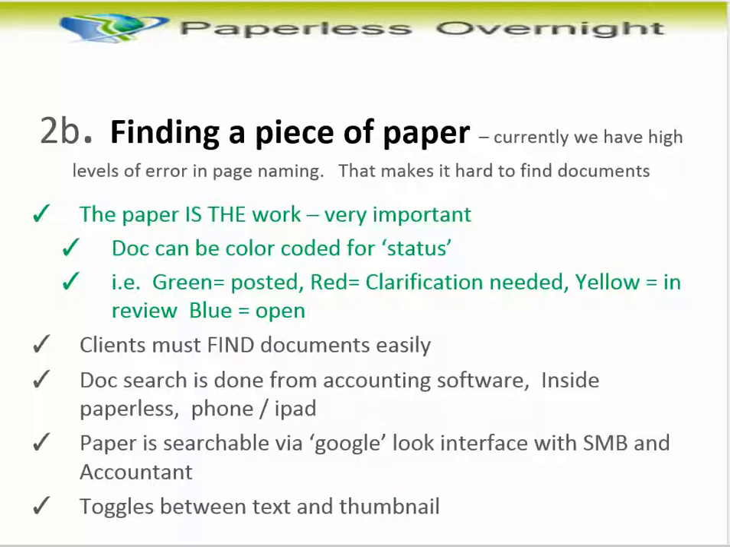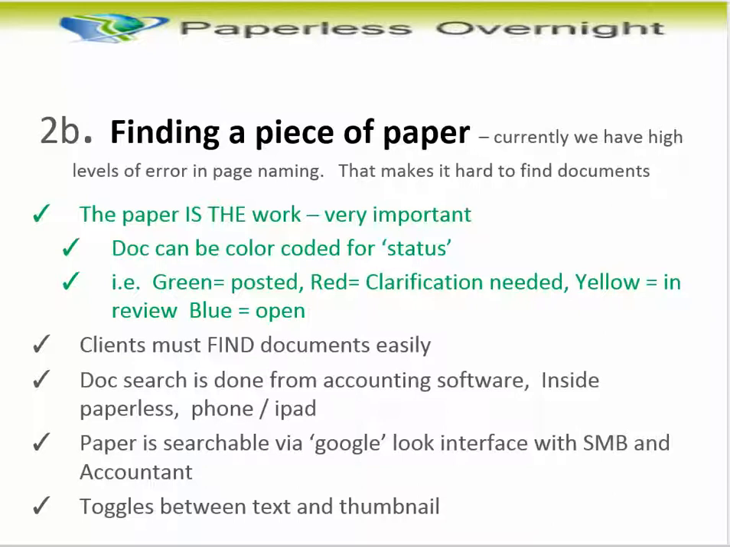Always remember that. The doc could be color-coded for the status, meaning red for clarification needed, blue for open, no work has been done, green means it's closed and posted. But the clients have got to find the documents easily, and document search is now done.